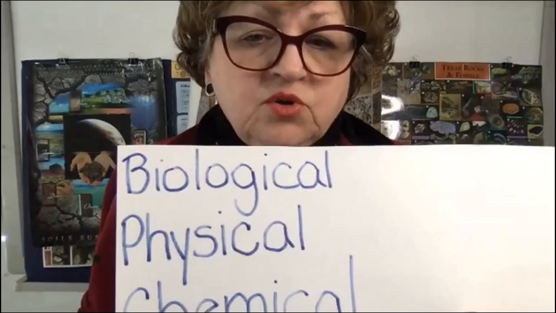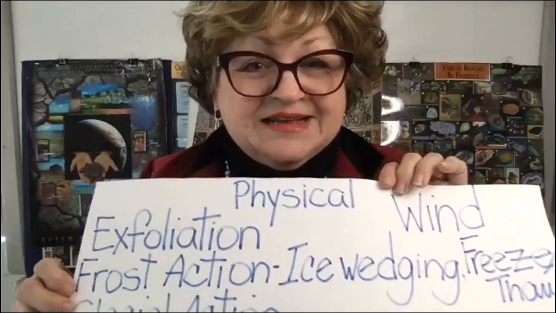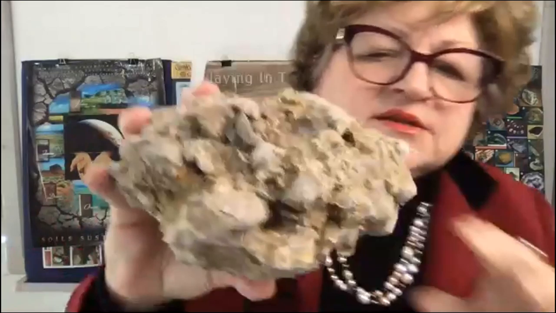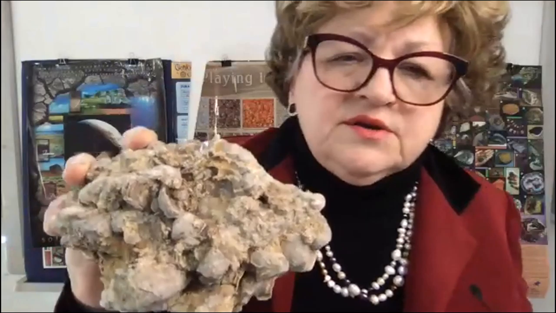We're going to start with physical weathering, because I'm going to start with something called ice wedging or frost action or freeze thaw. And I've got a rock over here that has ice in it, and if I wait any longer, the ice will be gone. So let me get this and show it to you. This rock is called coquina. It's full of fossil shells. But can you see that ice in there? I filled it with water, stuck it in the freezer. What that's going to do is it's going to crack the rock and cause it to fall apart.